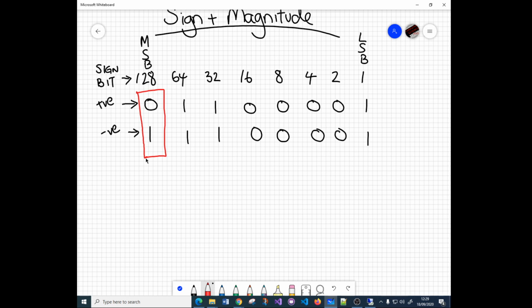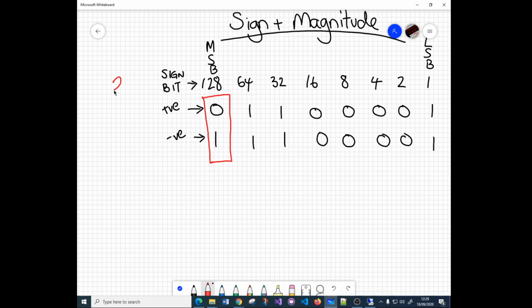How many different values can we represent? I'm not asking about the range. How many values? Go on. 256. I can still represent 256 values. This is what I want you to get in your heads. The range and the values are different things. The range is what numbers are we representing. The values is just how many different bit patterns there are. That's all it is. Okay, so there's 256.